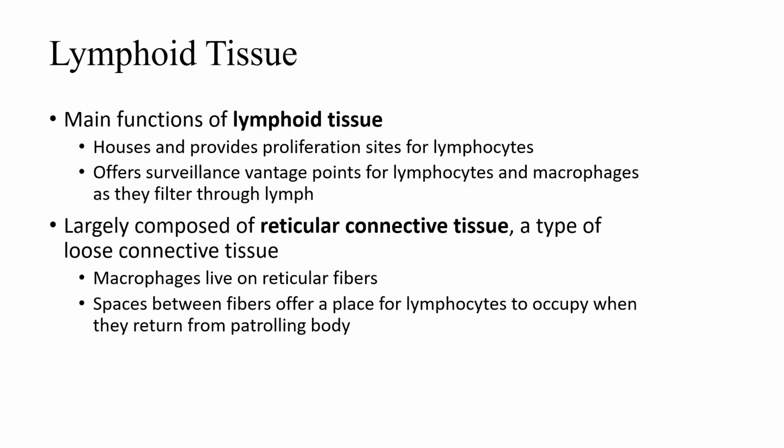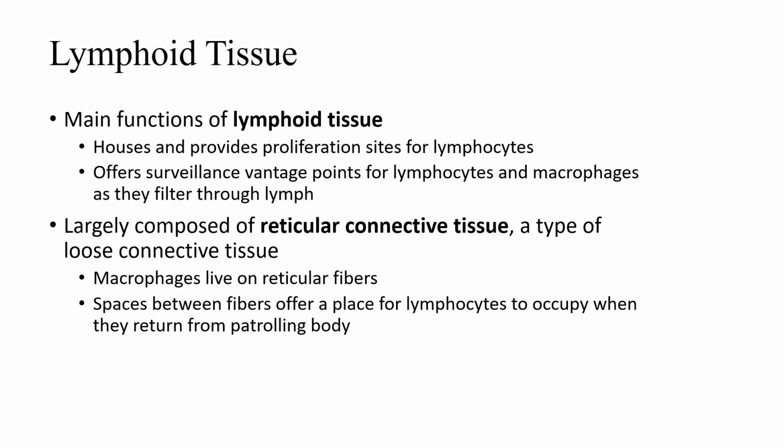So let's talk about these larger lymphoid tissues. So we just finished cell types. Let's talk about larger organizations of cell types. Well, the job of the lymphoid tissue is basically to provide a site for lymphocytes to actually get activated and proliferate. And so these are areas of surveillance, essentially, for the lymphocytes and macrophages as they filter through that sort of excess lymph fluid.